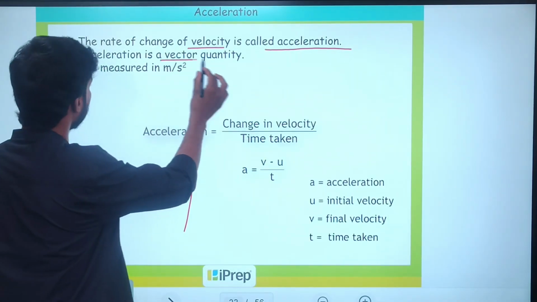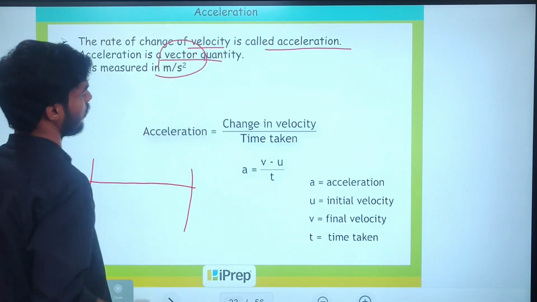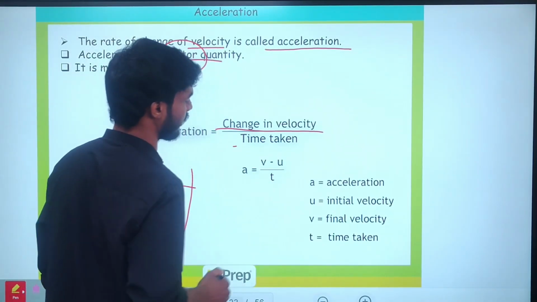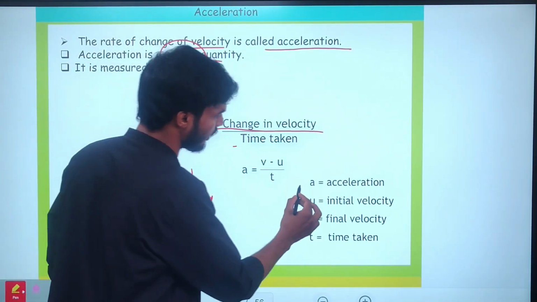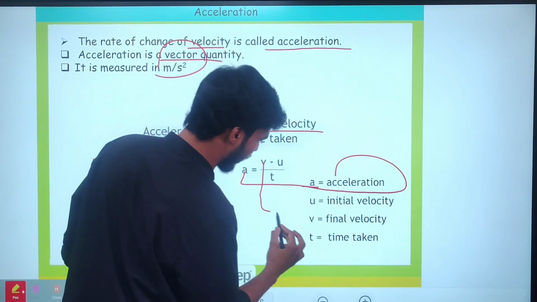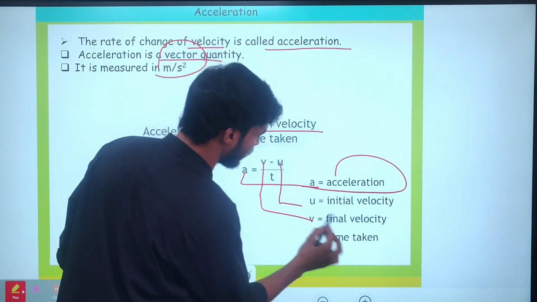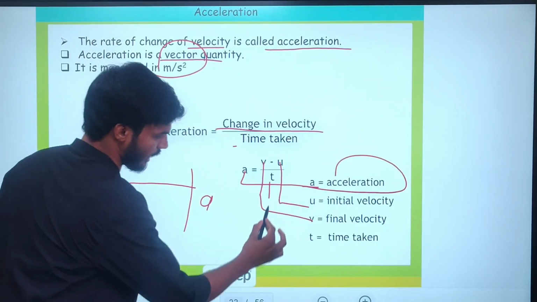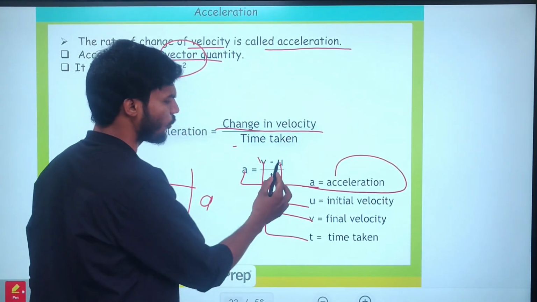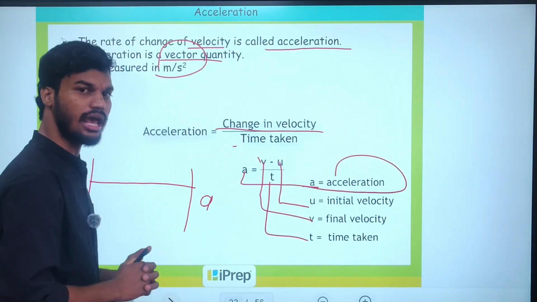Acceleration is a vector quantity, it is measured in meter per second squared. What is given? Acceleration is equal to change in velocity by time taken. Here acceleration is indicated by A, V is final velocity, U is initial velocity, right? T is time taken. Here T is time taken, V is final velocity, U is initial velocity, A is acceleration.